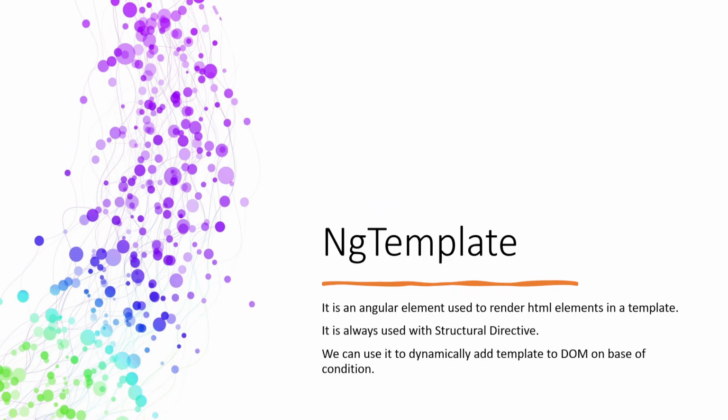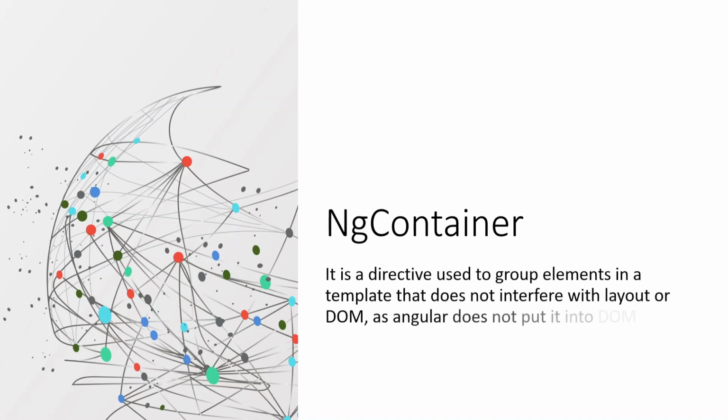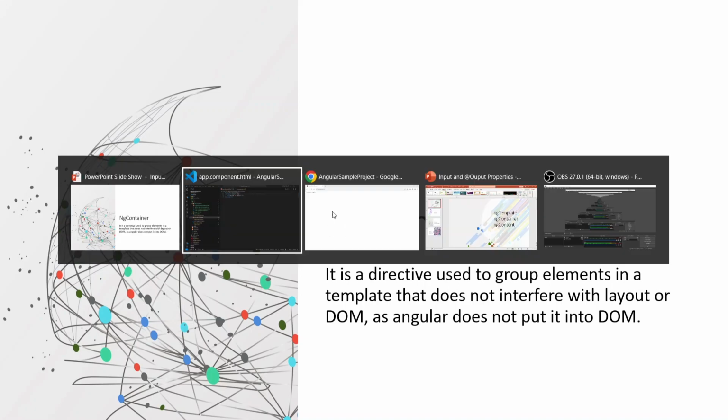Our second element is ng-container. ng-container is a directive that is used to group elements in a template that does not interfere with layout or DOM, as Angular does not put it into the DOM. So ng-container, you can say that it is an empty container, which doesn't have any HTML. And when we inspect the ng-container in our browser, you will see there is nothing, no element that is ng-container. It is just a container to group the HTML elements. So let's see an example.